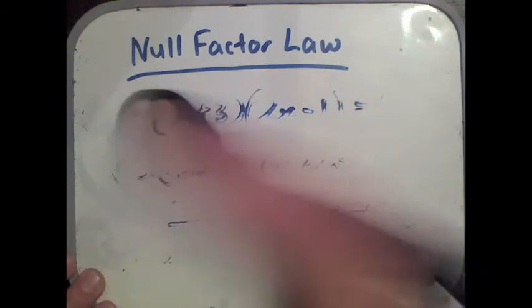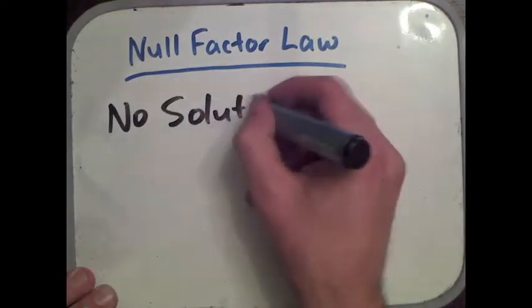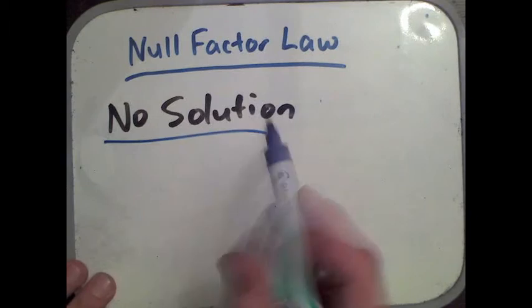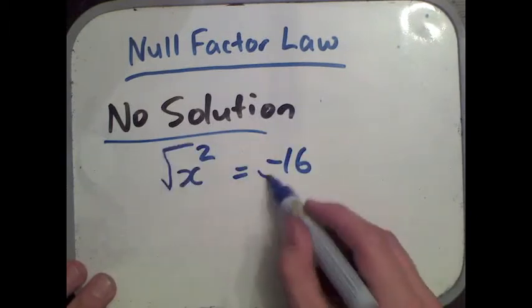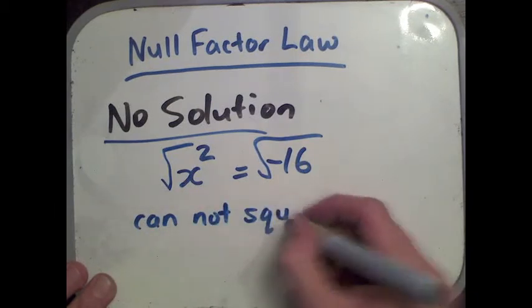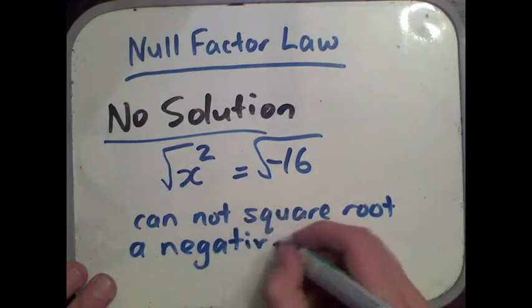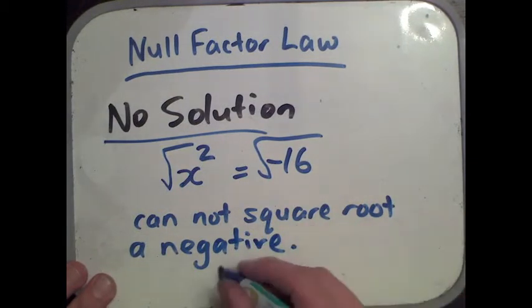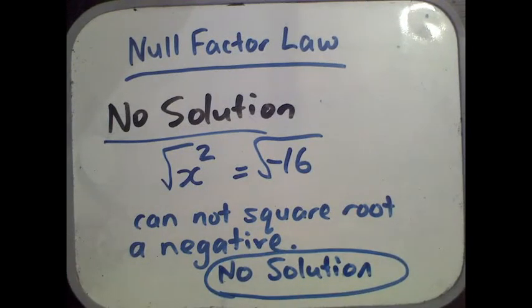Alright. Another example that we can look at. How do we find no solution? What happens? Let's look at this example. x squared equals negative 16. So we square root both sides, and you'll find that you can't square root a negative number. So we have no solution when we have to square root a negative number. Right, there we go. No solution.